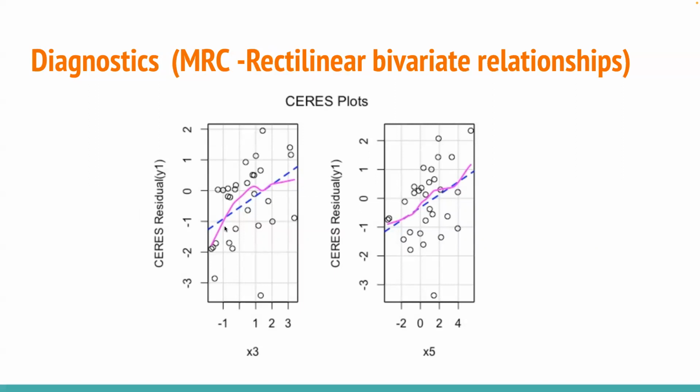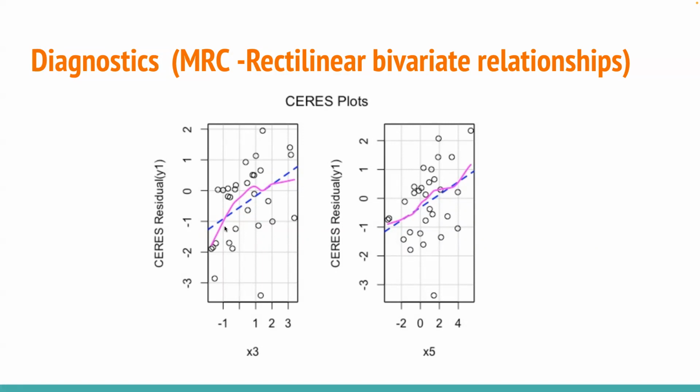We're going to run some further diagnostics. So we're going to look at the rectilinear bivariate relationships between the two using series plots. They're useful because they allow us to partition the primary covariates, and we can see if they're rectilinear with our variables. So we partition our two variables, X3 and X5, and we want to see if they're rectilinear with our dependent variable Y1. So we want the purple line to follow the blue dotted line as close as possible.